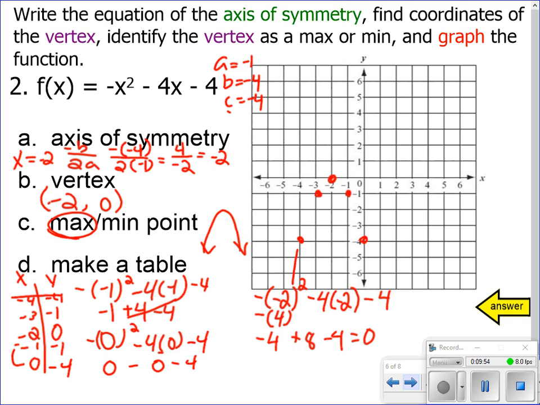And again, then draw your parabola. Again, you want to get as close to a U shape as you can. And then you're good to go.